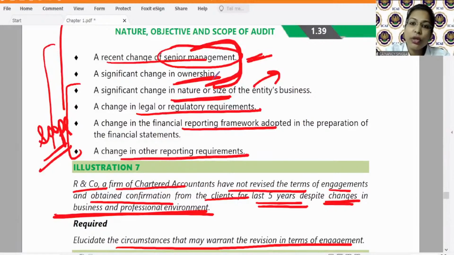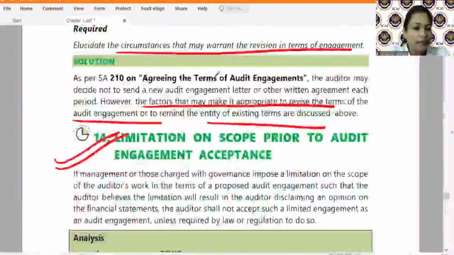सीनियर मैनेजमेंट चेंज हो गई तो अब उनको बताना पड़ेगा ना, "Are you responsible?" Same way, ownership बहुत ज्यादा change हो गया, shareholders पहले ज्यादा थे, अब आपके debentures ज्यादा हो गए, तो भी there will be a need to send a revised one.